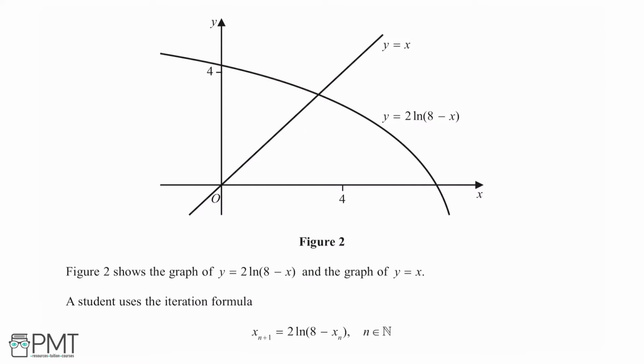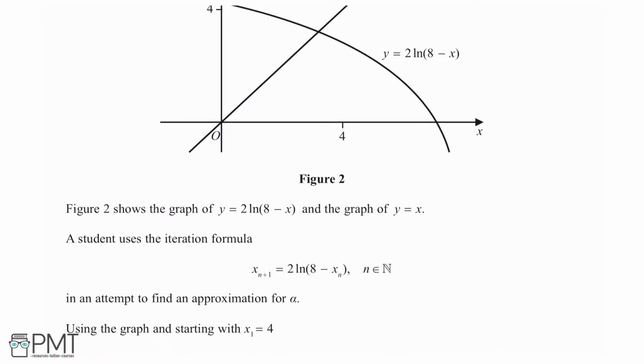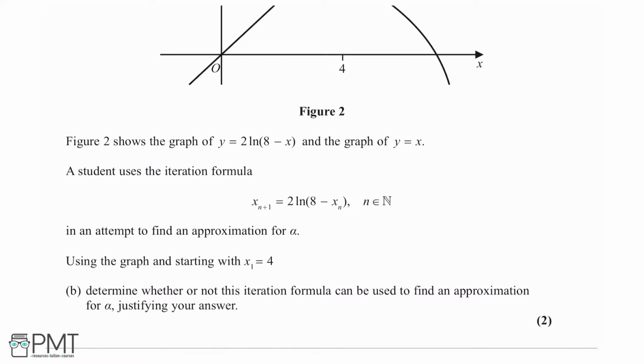Part B is showing us a graph which is labelled figure 2. It says figure 2 shows a graph of y equals 2 ln(8 minus x) and the graph of y equals x. It says the student uses the iteration formula x_(n+1) equals 2 ln(8 minus x_n), where n is a natural number, in an attempt to find an approximation for alpha. This question says, using the graph and starting with x1 equals 4, determine whether or not this iteration formula can be used to find an approximation for alpha, justifying your answer.